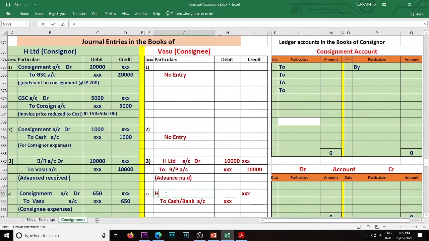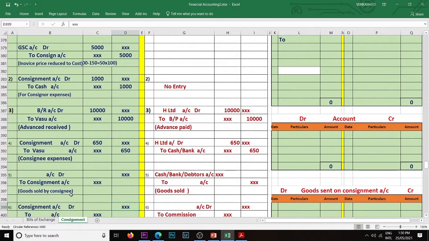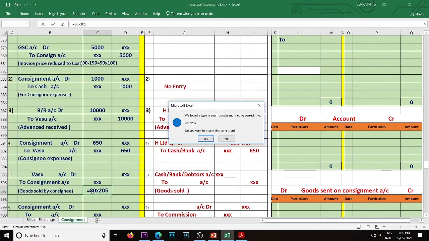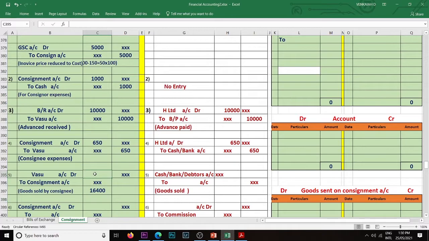Consignor account debit to cash account. H Limited account debit to cash or bank account, 600. Next, sales. Vasu account debit to consignment account. The amount we will calculate using Excel: 80 into 205, which is 16,400.